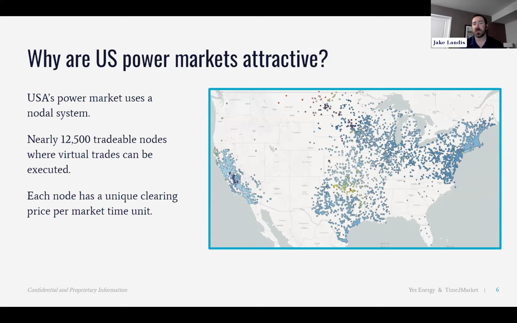It totals about 12,500 nodes across the US. And the really nice thing there is that each one of those nodes is effectively tradable through a financial product. Each node has its unique price. Again, those prices are being set by those individual ISOs, that centralized dispatch model. But again, there's 12,500 nodes of opportunity for financial trading.